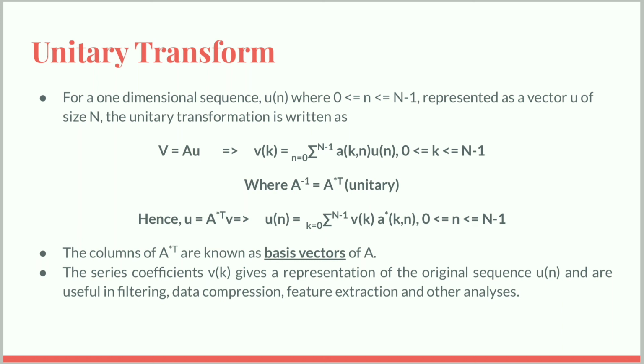Here, the inverse of A is the same as A raised to star transpose. Therefore, you can represent U as A star transpose into V, and U(n) can be recreated using this equation. The columns of the matrix A star transpose are known as the basis vectors of A. The series coefficients V(k) represent the original sequence U(n), and these are very useful in areas such as filtering, data compression, feature extraction, and other analysis of images.